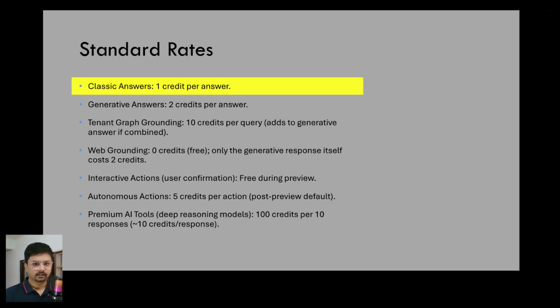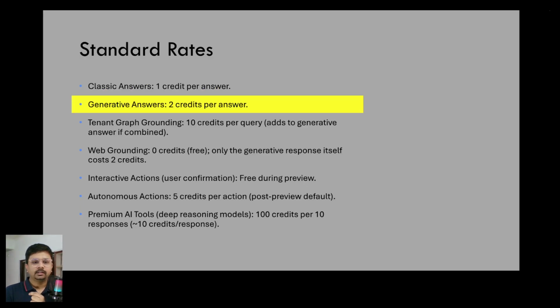First is the classic answer. A classic answer means a static answer. If you build in Copilot Studio that when a user asks this question, always show this response, that static answer you have configured in your Copilot will cost only one credit per answer. A generative answer means you are fetching data from any data sources, web grounded, so online. When you ask a question like what's the weather today, it will show you a complete, proper response. If you are living in India or in the US, it shows today's weather, humidity, and so on. These are the generative AI actions that Copilot uses, and they cost 2 credits per answer.